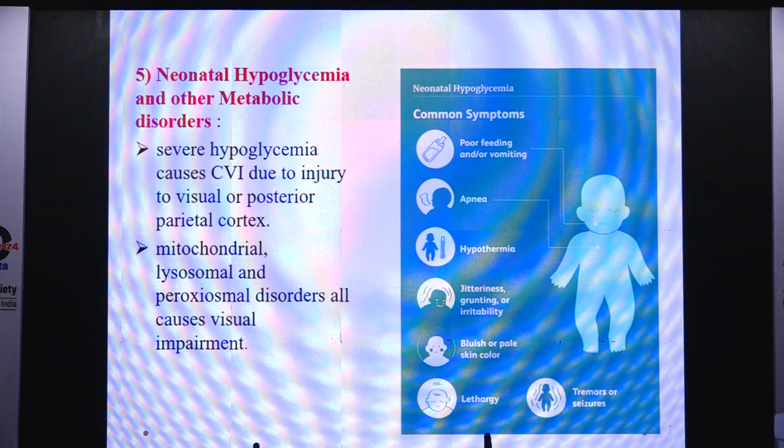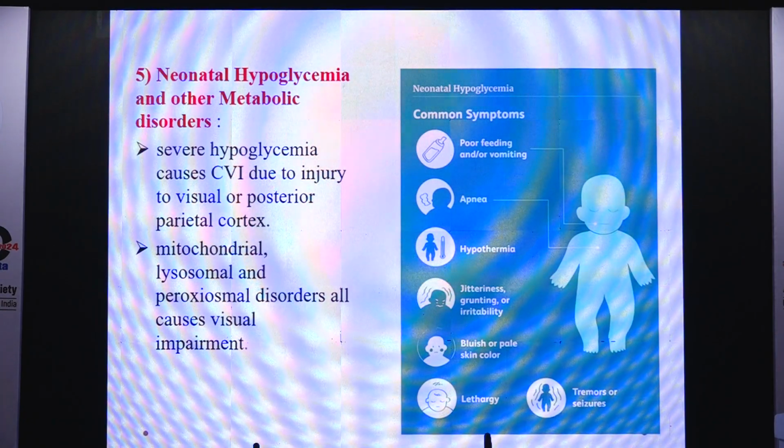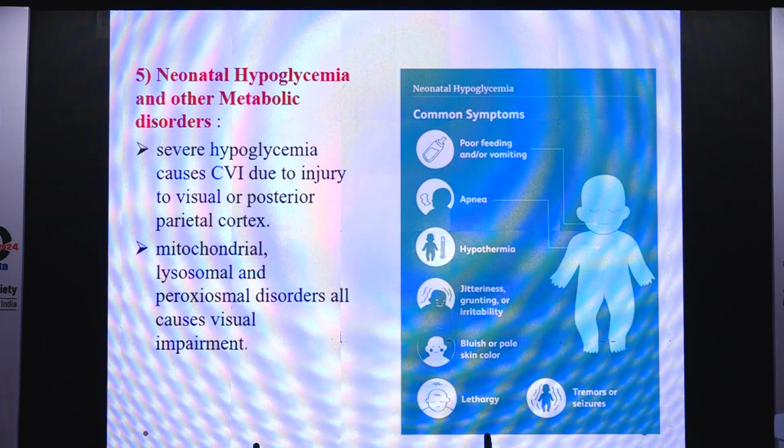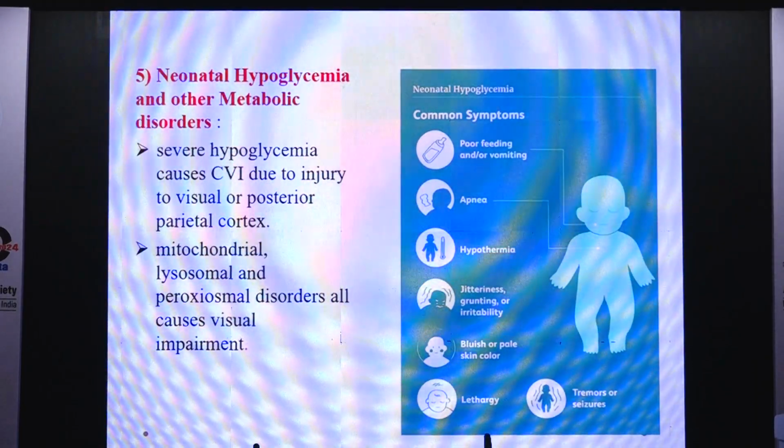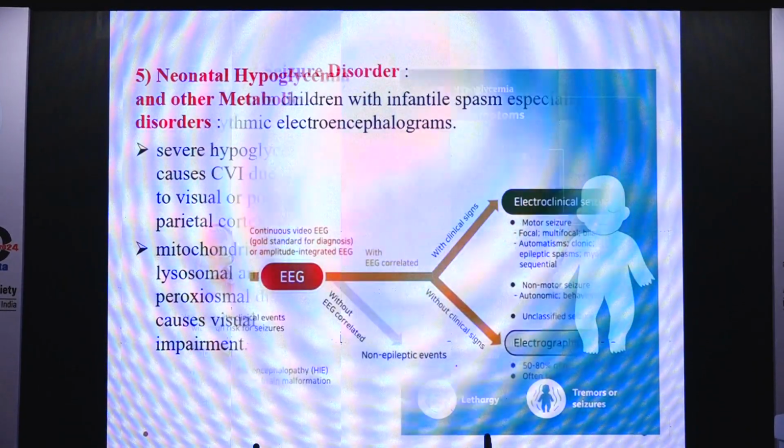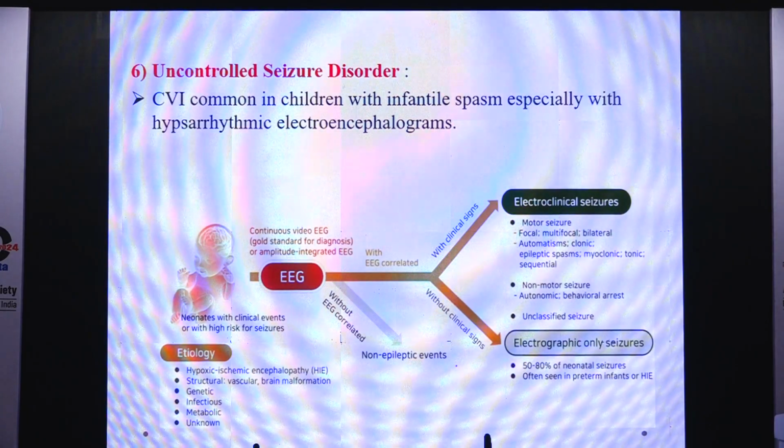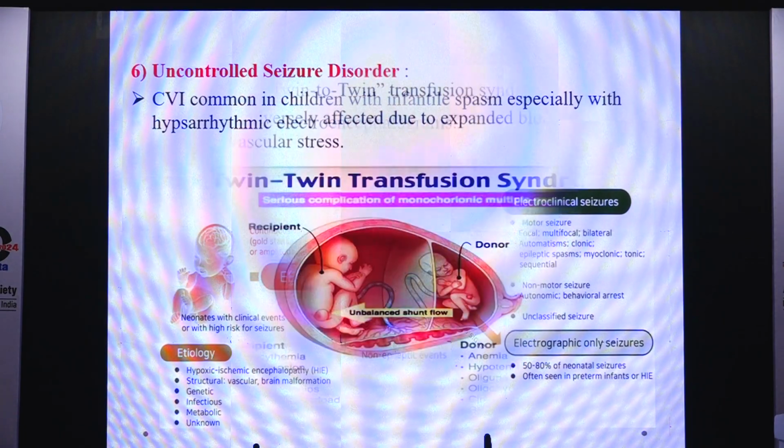Severe hypoglycemia causes CVI due to injury to the visual or posterior parietal cortex. Mitochondrial, lysosomal, and paroxysmal disorders also cause visual impairment. Uncontrolled seizure disorder: we all know that CVI is very common in children with infantile spasm, especially with hypsarrhythmic electroencephalograms.